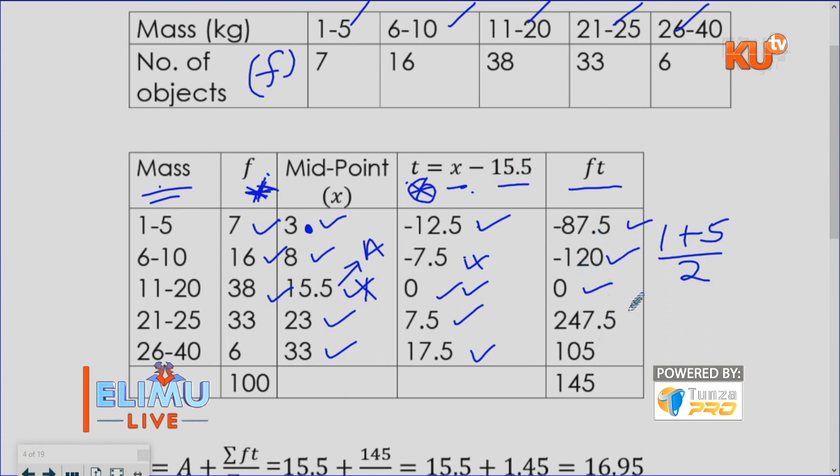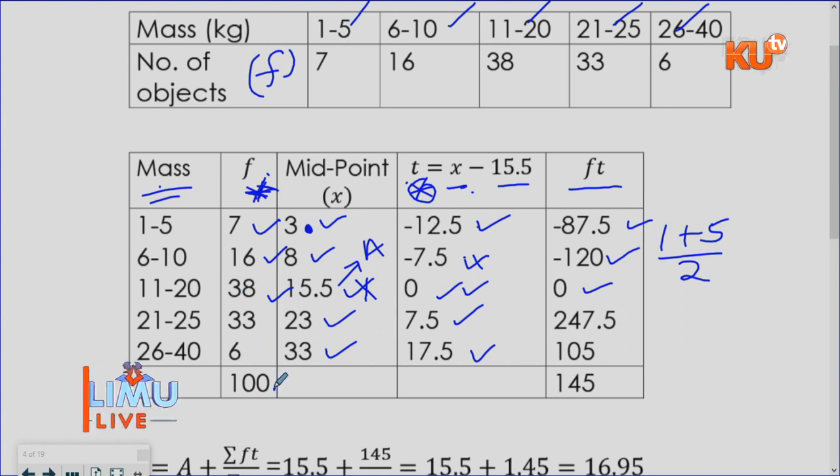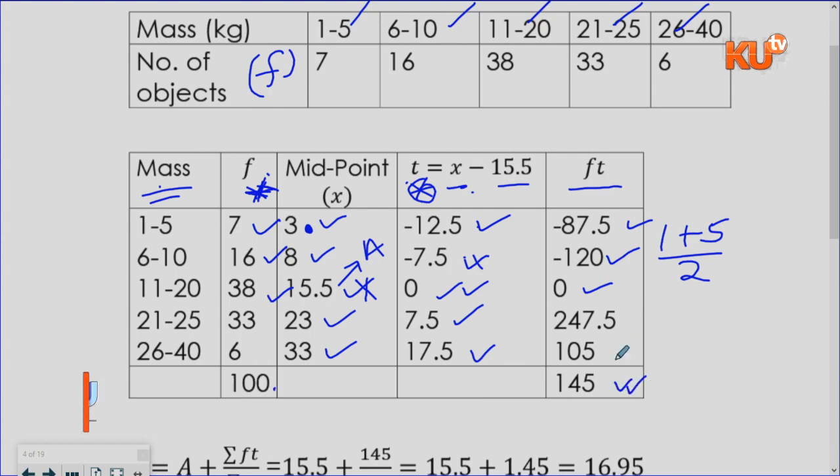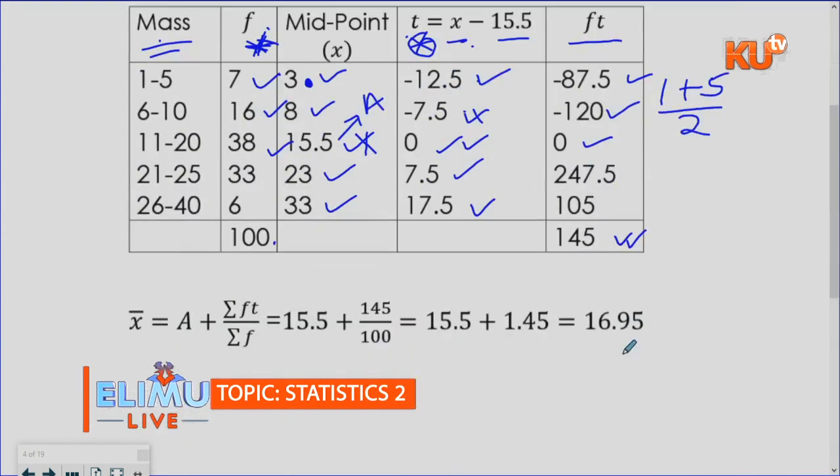Now, in our formula, we need the sum of F. That is why you can see 100 here. Remember, we were told the mass of 100 objects. So our total F here is the same as N. This N is the total frequency, all the objects. Then we have the FT. You add all these values here, you get what? 145. Once you are done with this, then the next thing is so easy.